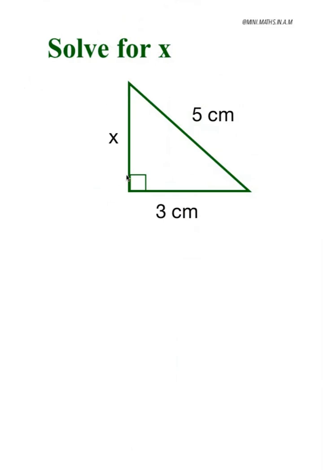Now, one important thing is this is a right angle triangle. And that's just what this little square here means. Otherwise, you could write 90 degrees. And right angle triangles are what we need to have in order for Pythagoras theorem to work. It doesn't work on non-right angle triangles.